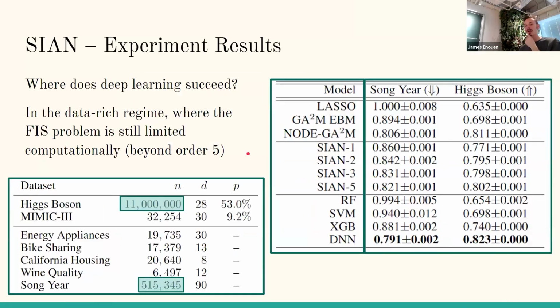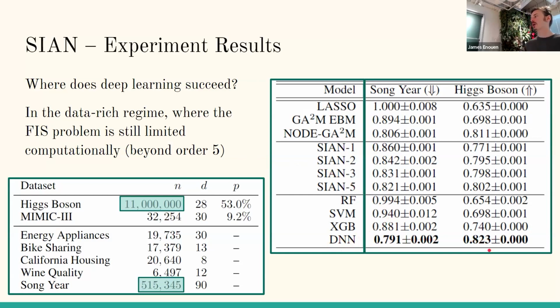And those cases are where we have significantly more data than the other data sets. So the Higgs boson data set has 11 million samples, and then the Song-Year data set has 500,000 samples. And here we can see that deep learning is outperforming every other approach.